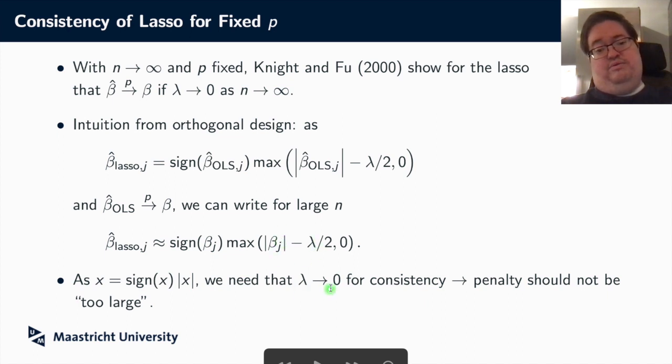So we need this lambda to disappear. For large n, the lambda should go towards 0. The penalty should not be too large. That is the practical implementation. Of course, you need a penalty, but it should not be too large. If it's too large, it's too much brute force, you will kill variables that you should not kill, and you will have a bias that does not disappear. And this is, of course, exactly what Knight and Fu find.